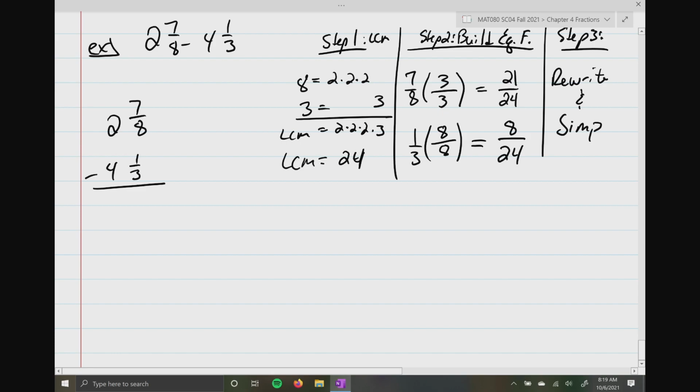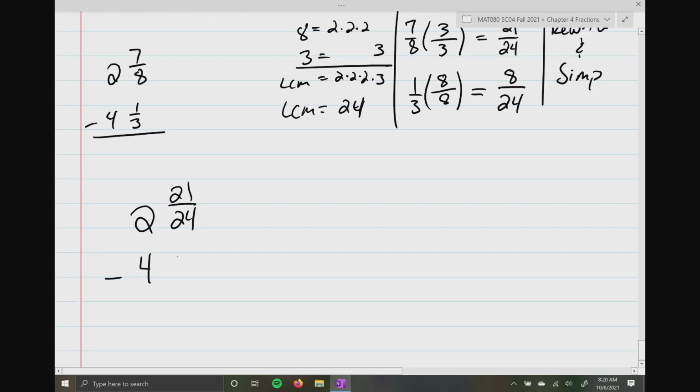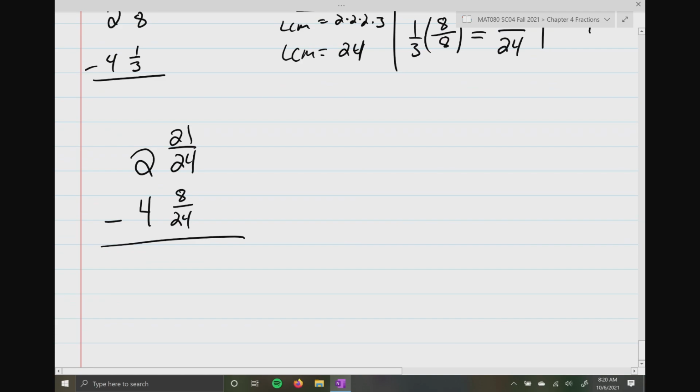So here we go. Let's write these equivalent fractions now. 2 and 21 over 24 minus 4 and what was it? 8 over 24. Does that make sense, everyone? Yeah? All right, so here we go. 21 minus 8. What is 21 minus 8? Is it 13? Yeah. So it's going to be 13 over 24. 2 minus 4 is negative 2. And I know it's completely reduced because the 13 is prime.